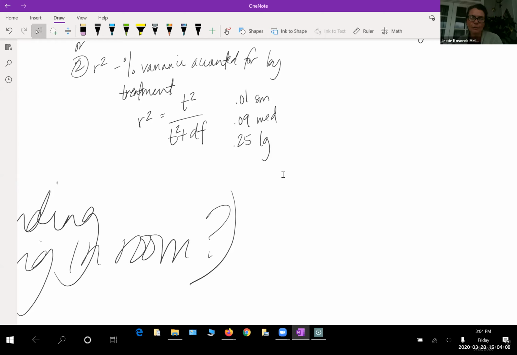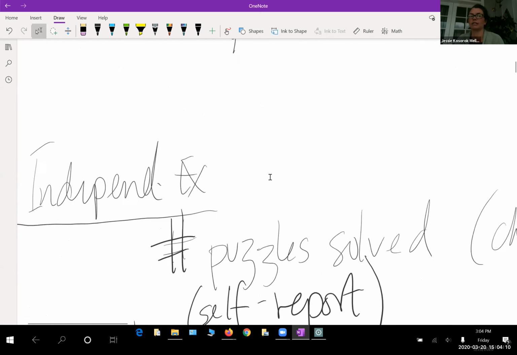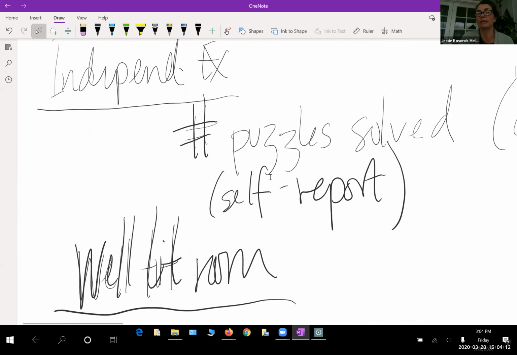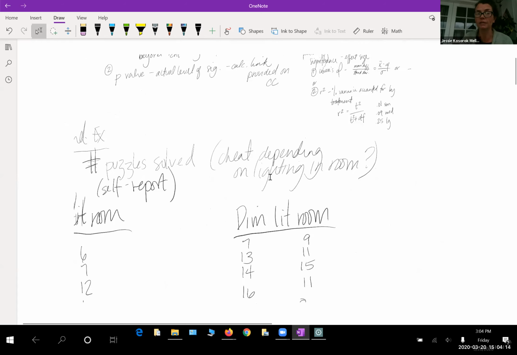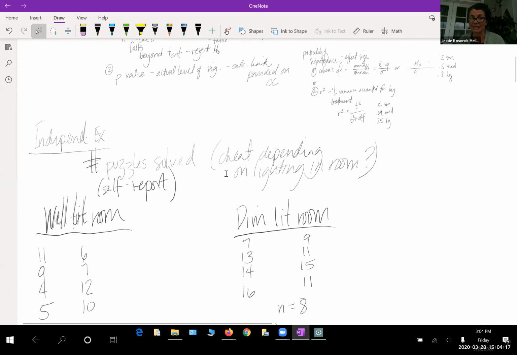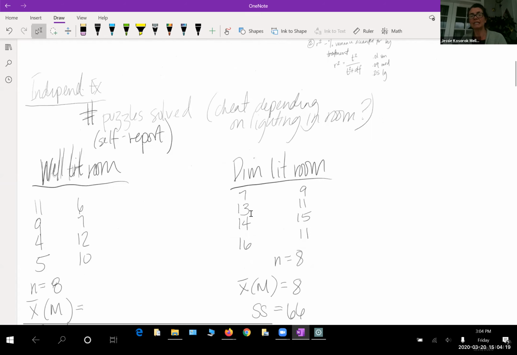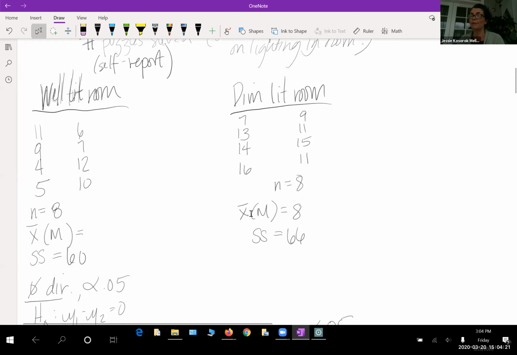So now that we know the idea behind our t-tests and what's happening with our t-test, we're going to do an example of an independent t-test. So remember, an independent t-test, you have two separate groups. We're going to compare group 1 and group 2.